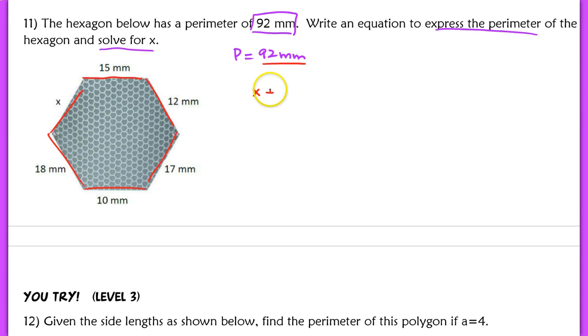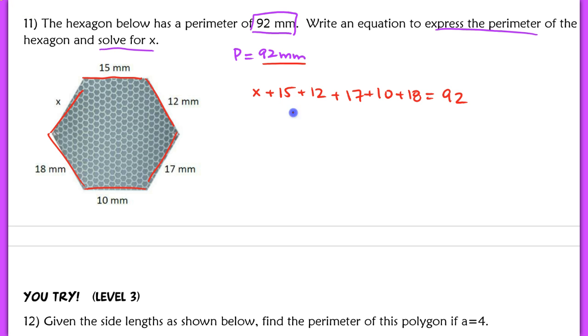So I take x, that side length that we're solving for, plus the known side lengths, 15, 12, 17, 10, and 18, and I set that sum, so this is the expression that would give me the perimeter, I set that equal, in this case, to 92, the given perimeter.